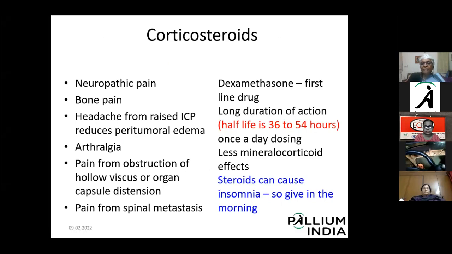Now, corticosteroids, as mentioned, are a multi-purpose adjuvant drug. They can be given for a variety of conditions, which include neuropathic pain, bone pain, headache because of intracranial metastasis, hollow viscus obstruction, and also spinal metastasis. Dexamethasone is a preferred drug because of its long duration of action. It has to be given only once a day. It also has less mineralocorticoid effect.